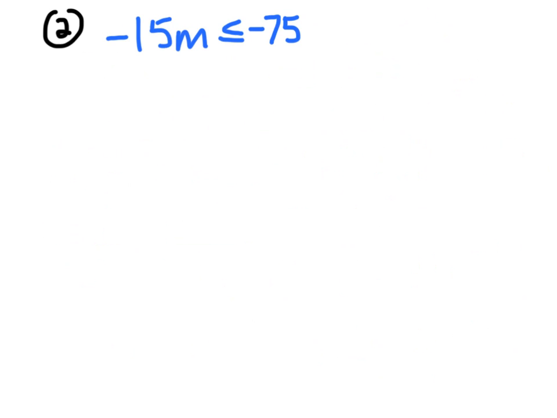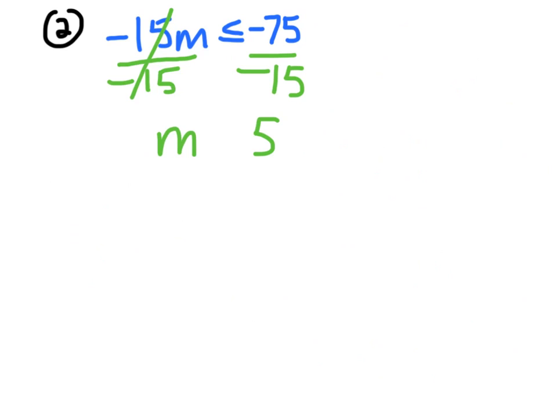Number 2 says -15m is less than or equal to -75. Since we're multiplying -15 with m, we need to divide by -15 on both sides, because that's our inverse operation. Our -15s cancel out, and we get m, and we get 5 on the other side. However, we need to flip our symbol to greater than or equal to, because we're dividing by a negative on both sides.